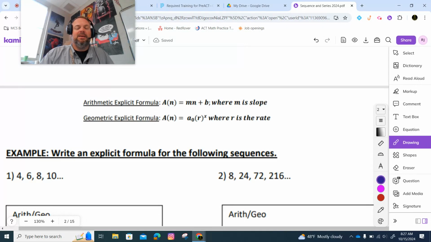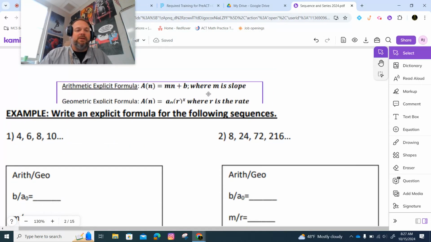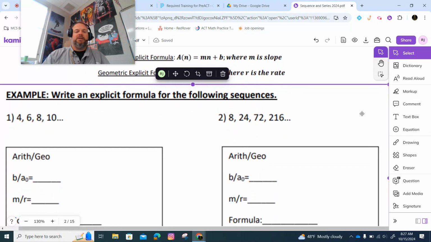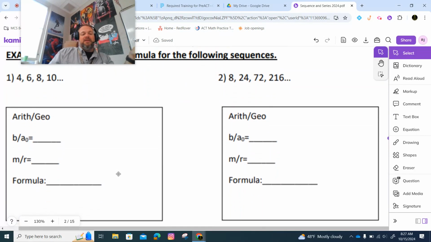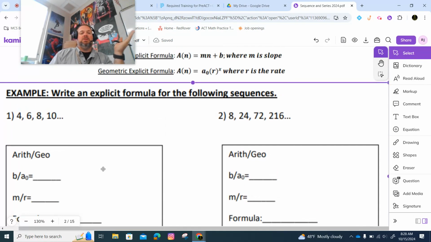Okay. All right. So, to make sure we know what we're doing, I kind of carry this along. Here's how your problems are going to look. You're going to have to say whether it's arithmetic or geometric. You're either going to say your B or your A sub 0, your slope or your rate, and you got to write your formula. Okay? Too easy.